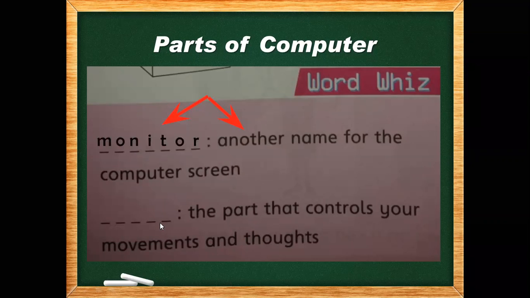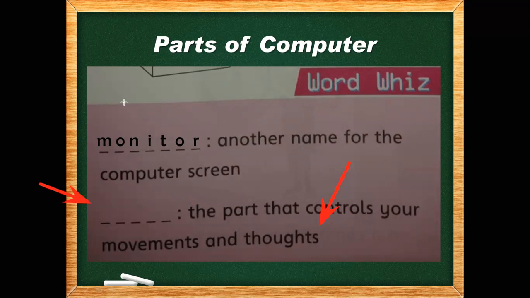So there is another word. The second one is saying, dash, the part that controls your movements and thought. What do we call it? This thing is in our head. What do we call it? Let me ask. Ibrahim, can you tell me what we call the thing which is in our head? Brain. Okay, very good.